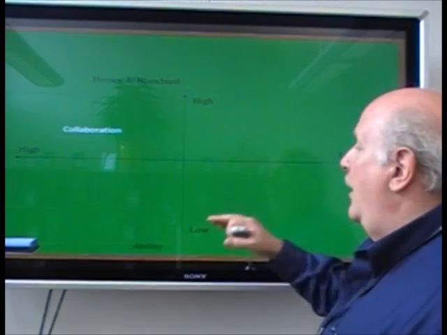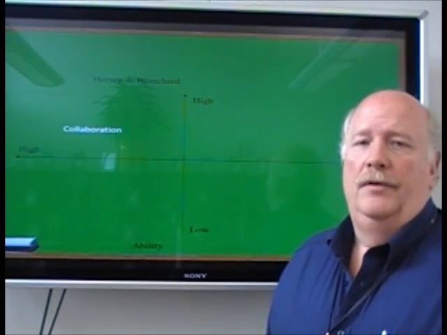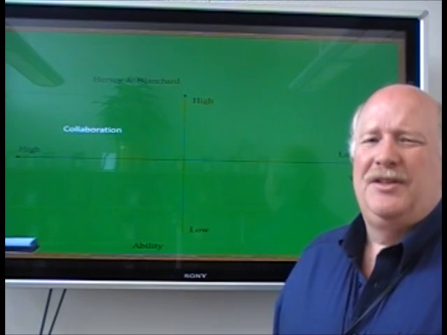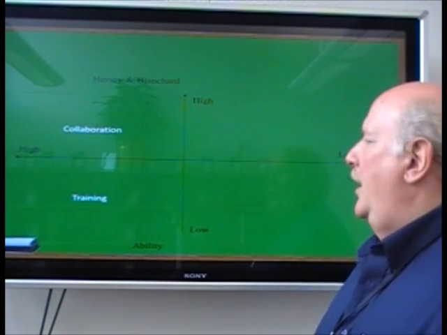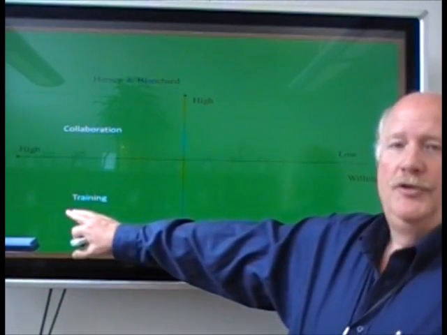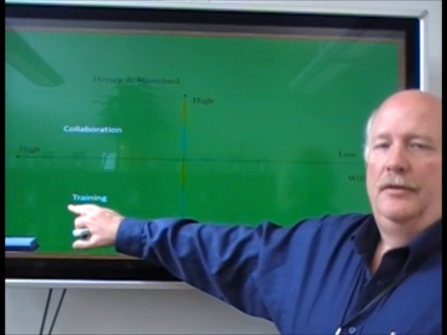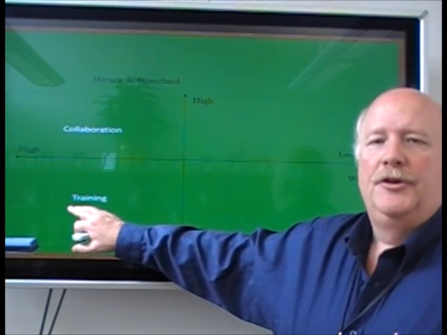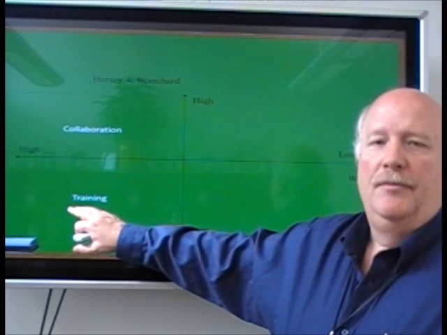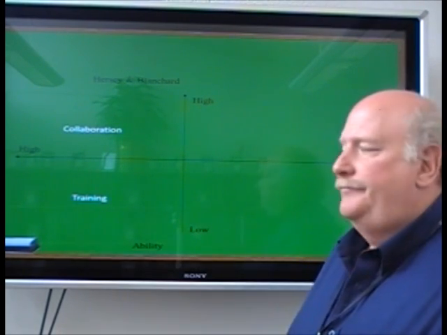However, there are situations that you'll get into where somebody's willingness may be low, let's make their willingness high, but their ability is low. So they really want to do this, they just don't necessarily know how. And in that situation, we're looking for training. We want to get into a leadership relationship with them where we provide training for them.